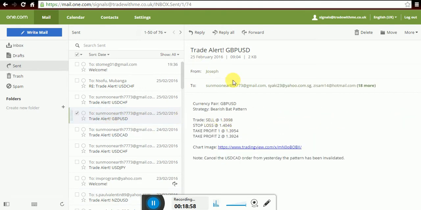This is what the email is going to show you: trade alert, currency pair. It's going to tell you the strategy that I'm trading, bearish bat pattern. It's going to tell you what the trade is. Because it's a bearish bat pattern, you're only going to be selling, and this is what your order is going to be. And it's going to tell you where to put your stop loss. You've got your first profit target, second profit target, and you've also got a chart image.